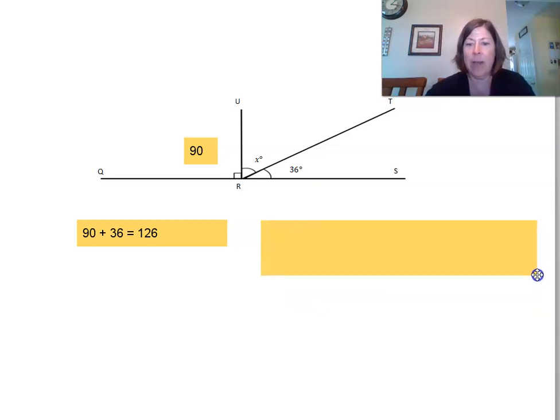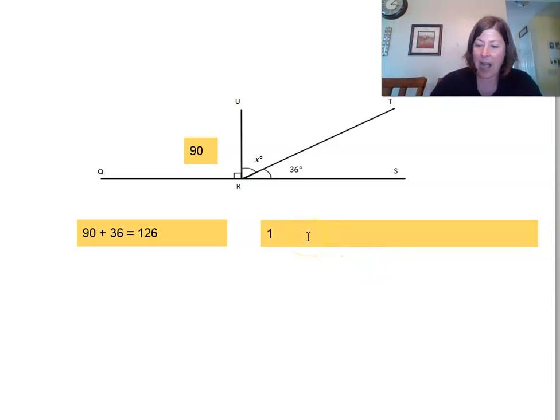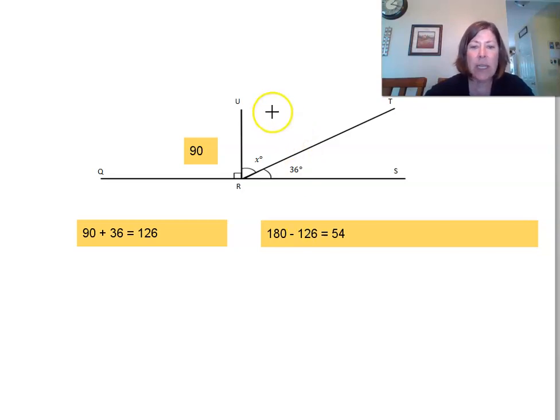So now what I'm going to do is take that straight angle of 180 and take away that 126. Go ahead and do that subtraction. If you want to, pause the video for a little bit. But what I end up with is 54 degrees. So that means that this angle right here is 54.